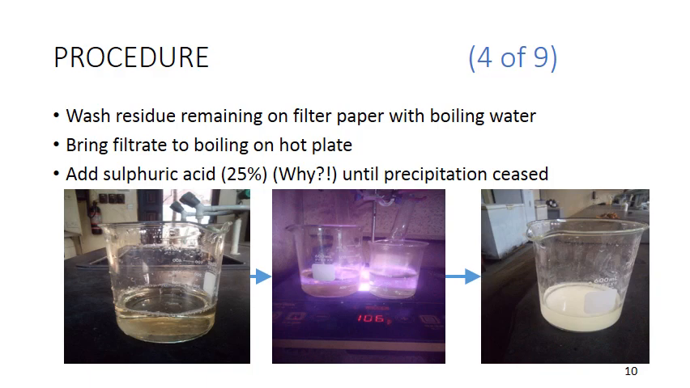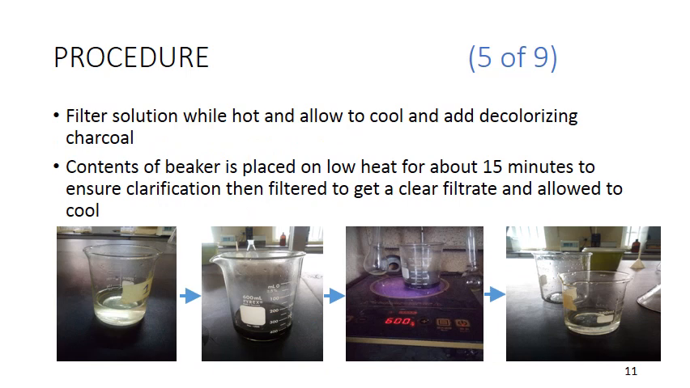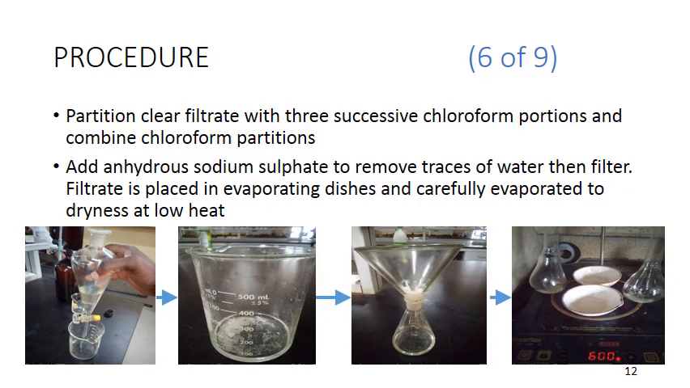Sulfuric acid 25% was added until precipitation stopped. This solution was filtered hot and allowed to cool. Then decolorizing charcoal was added to the filtrate. The filtrate with decolorizing charcoal was placed on low heat for about 15 minutes to ensure clarification. Now this was then filtered to get a clear filtrate, and it was allowed to cool.